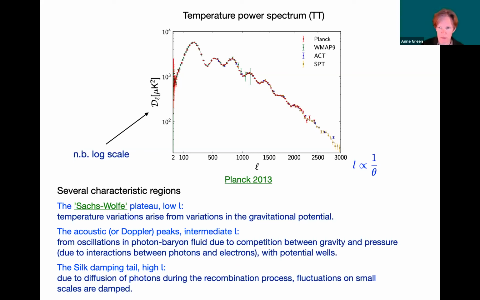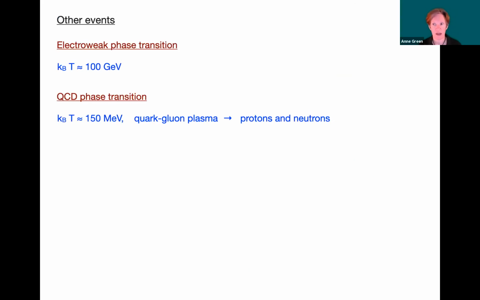Okay. So very briefly, just to mention two other key events in the thermal history of the universe: the electroweak phase transition, when electromagnetism and the weak force decouple from each other. That happens at a temperature of order 100 GeV. And then one which you might hear mentioned a bit in more detail, the QCD phase transition, happens before nucleosynthesis at about 150 MeV.